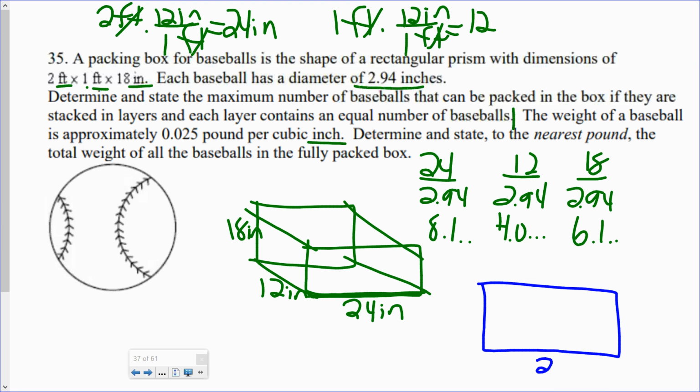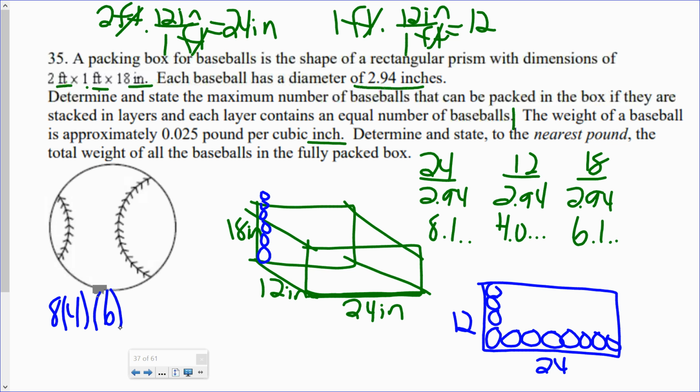This is my 24 by 12. And the 24, I can fit 8 of them: 1, 2, 3, 4, 1, 2, 3, 4. And the 12, I can do 1, 2, 3, 4. So that's going to be my base layer. And then I'm going to have 1, 2, 3, 4, 5, 6 going up. So how many baseballs am I going to have? Well, I'm going to have 8 by 4 by 6, and that's going to give me 192 baseballs.